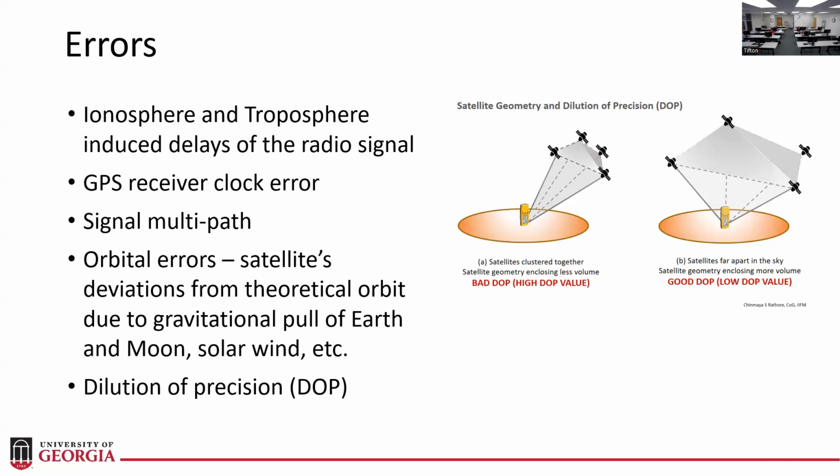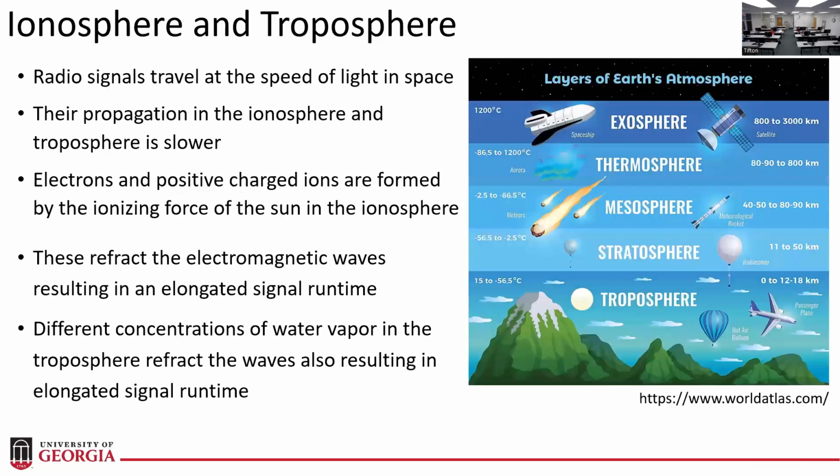We have errors because of a GPS receiver clock. We have signal multipath, orbital errors, and dilution of precision. So let's go through each one of them.